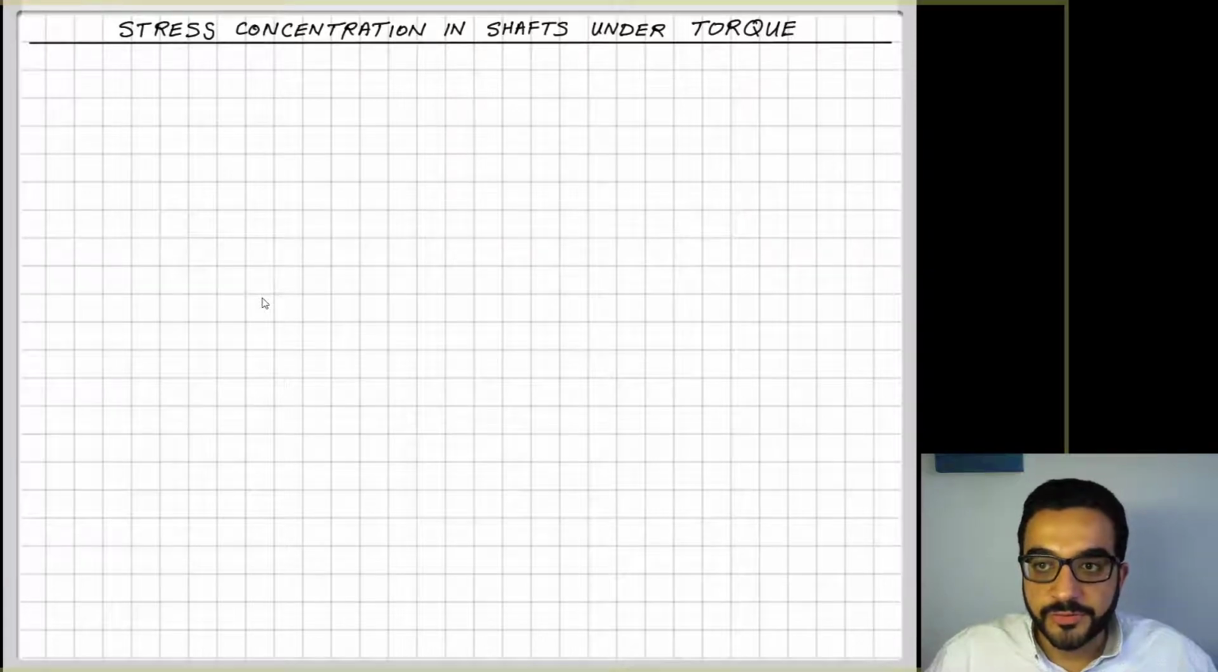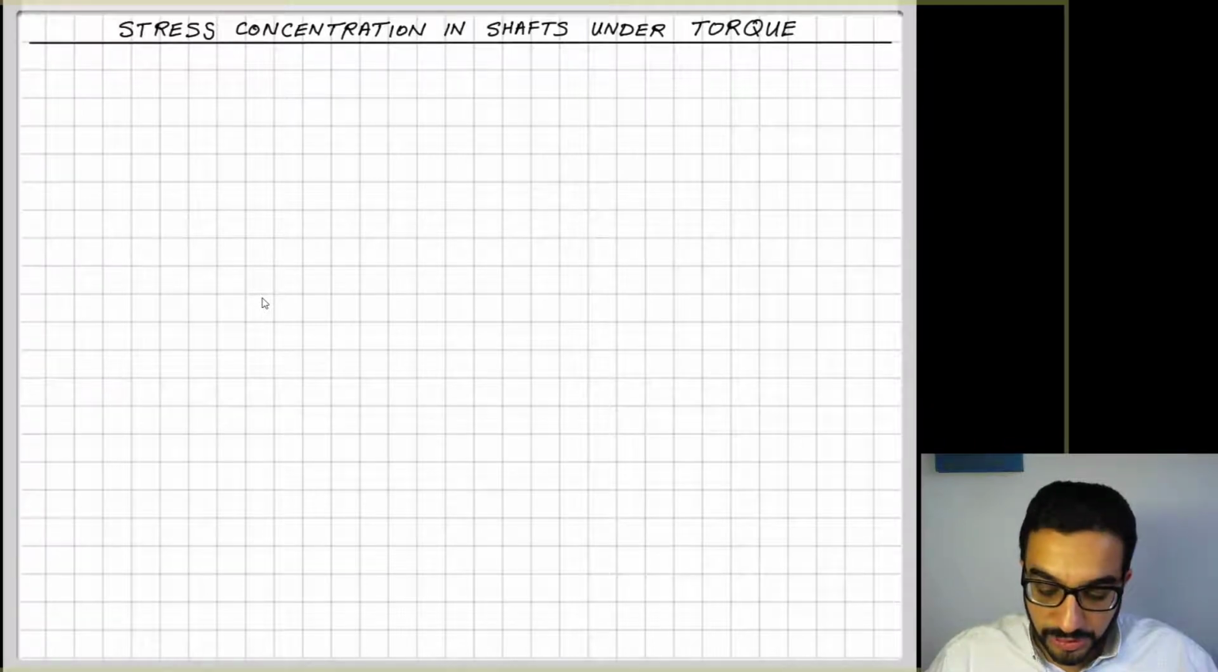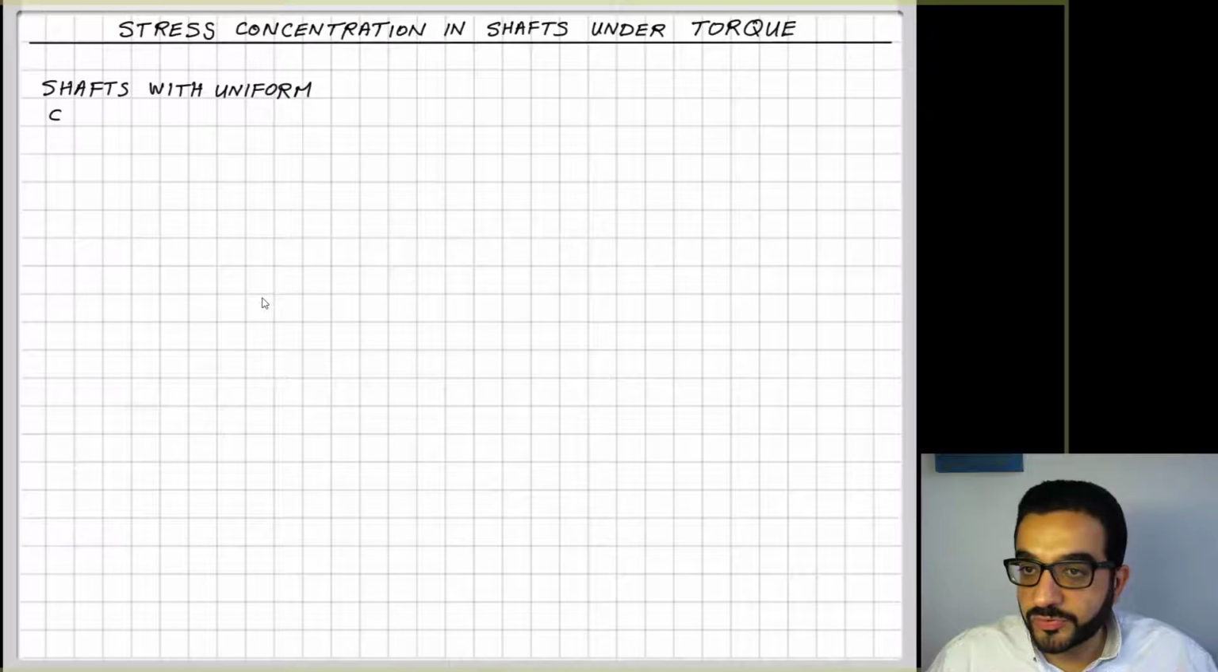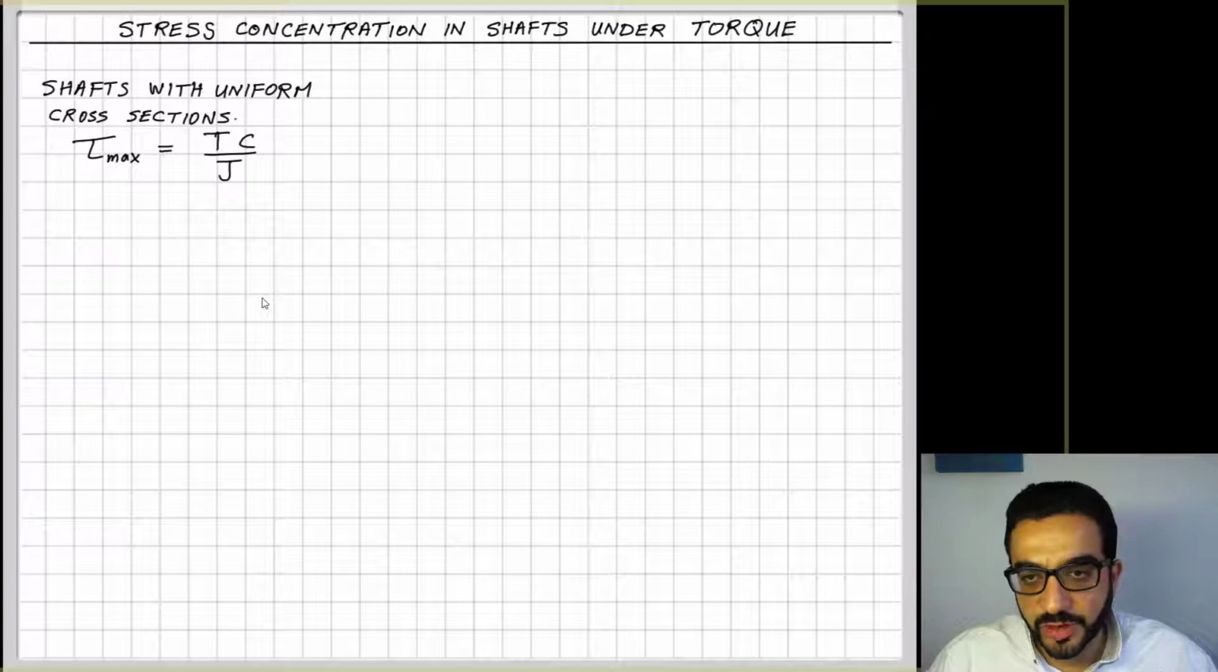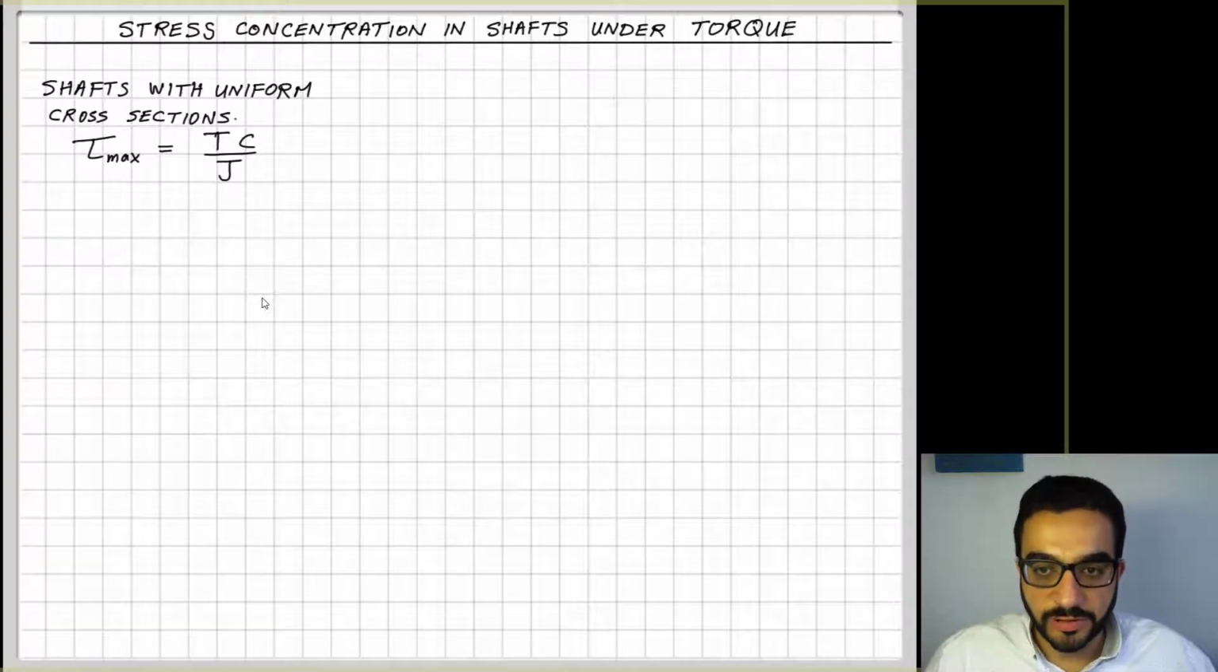Hi there. This is a short video, so we'll cover very briefly a very simple concept, but it is an important concept to consider when designing shafts that will have stress concentration in them. We covered designing shafts and considered that the main stress developing there is the shear stress, and maximum shear stress will be equal to Tc over J.